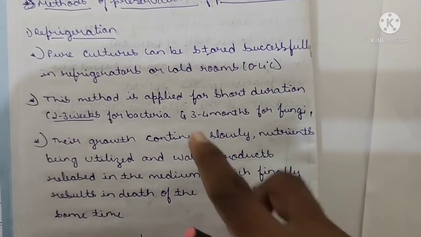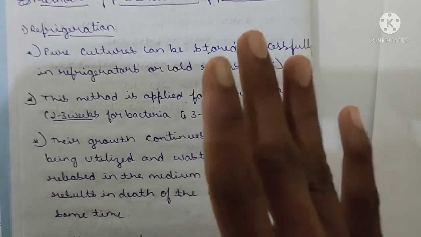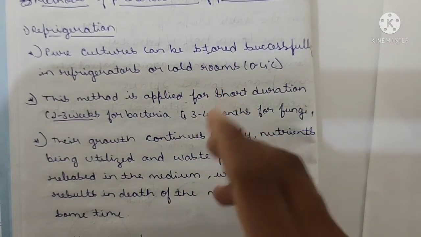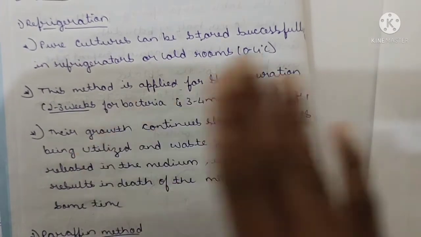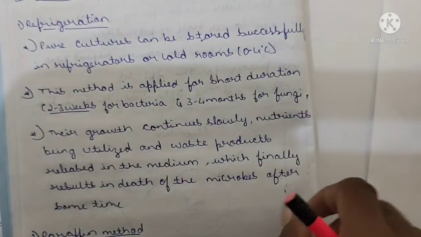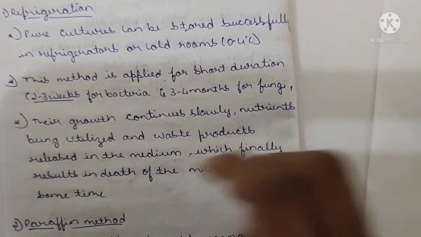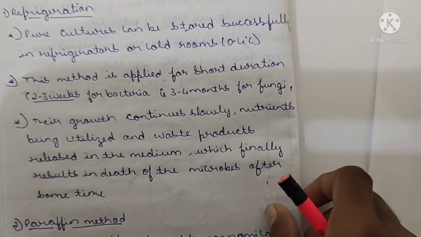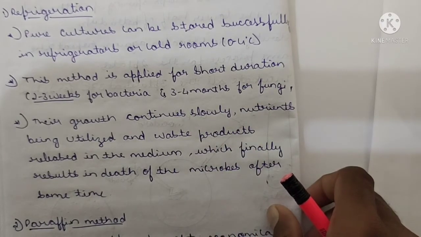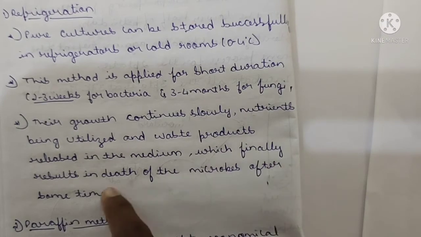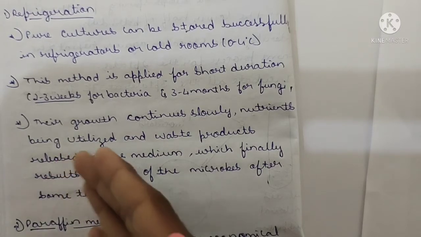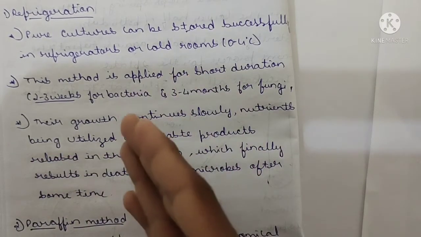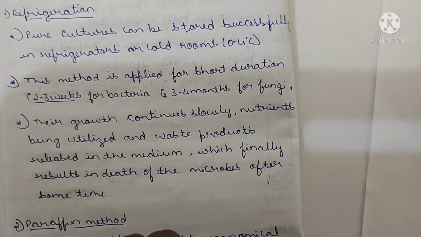This method is applied for a short duration: we can store it for 2 to 3 weeks for bacteria and 3 to 4 months for fungi. It cannot extend beyond this period. Their growth continues slowly, nutrients are utilized and waste products are released in the media, which finally results in death of the microbes after some time. Why is it known as short duration? Because their growth continues slowly.